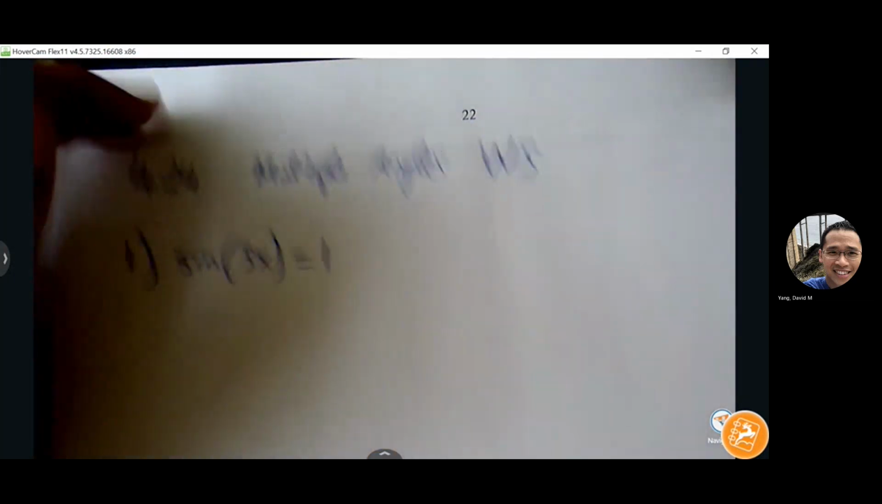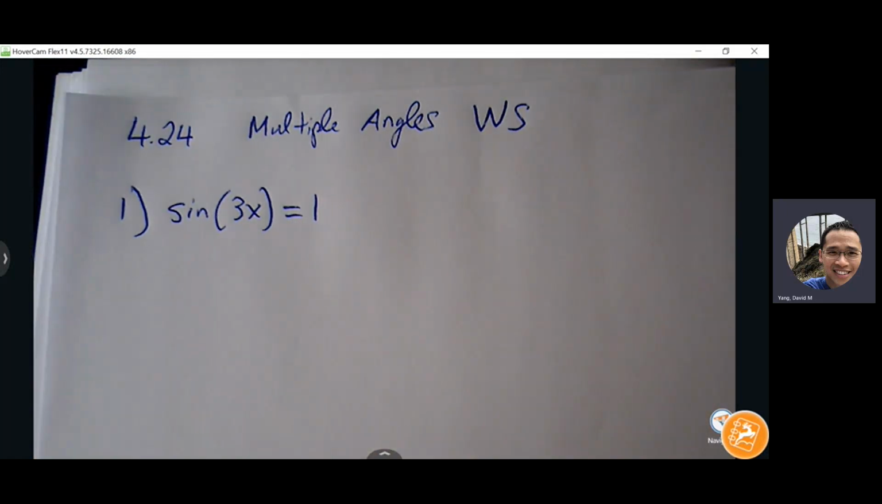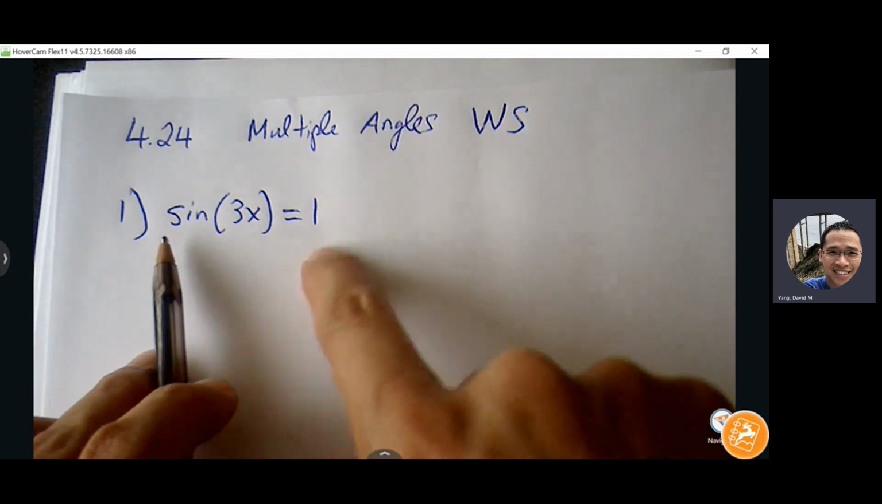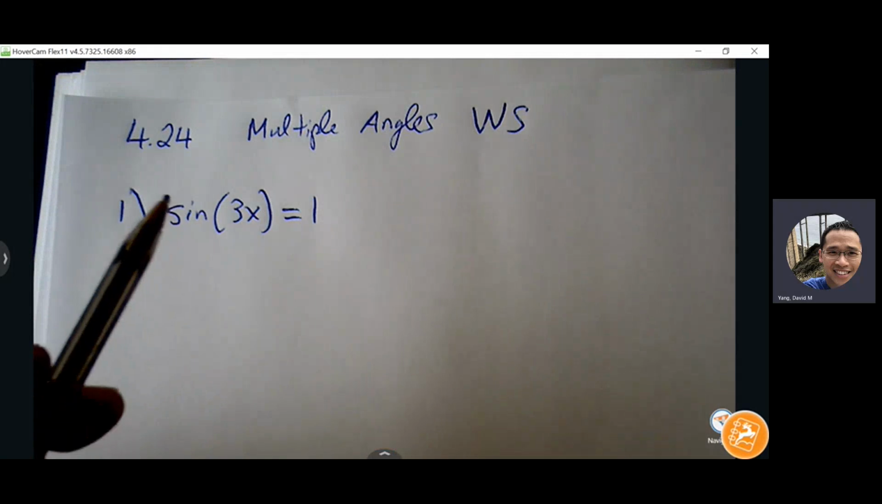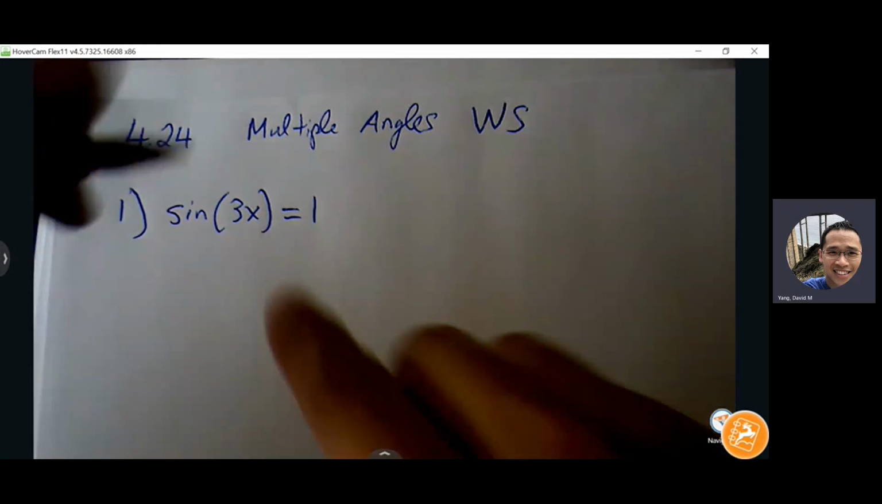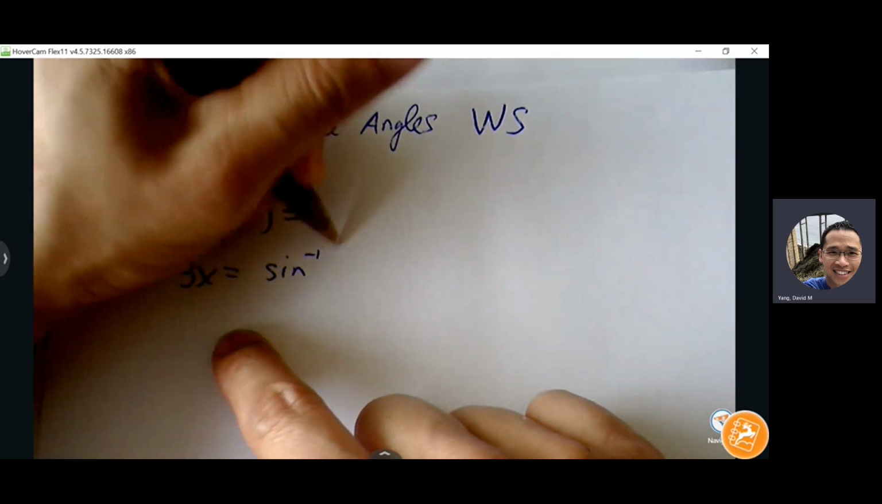And the way we do this is we treat 3x like theta or like x, and we just try to get that 3x by itself. Okay, so if I want to get 3x by itself, I can just move that sine, and that sine will become what? Inverse sine, right? So anytime I want to move a trig function from one side to the other, I involve inverse. So 3x equals inverse sine of 1.